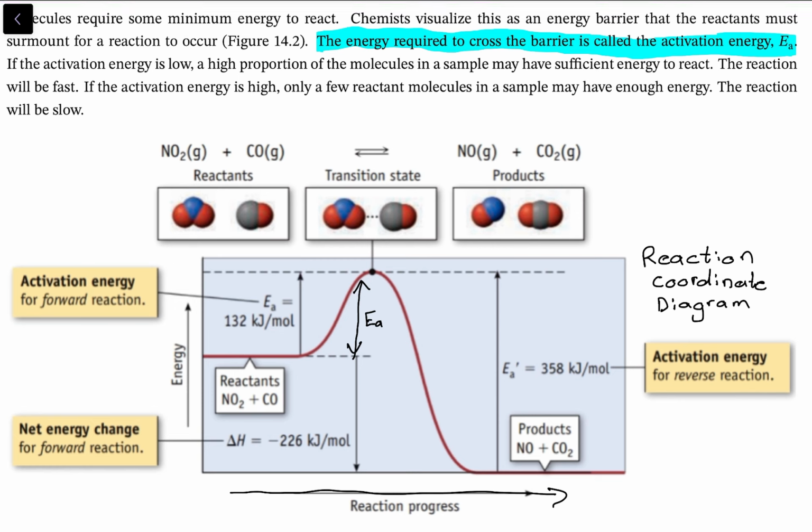for it then to form the products. All right, so if you look at this reaction in the forward direction, you notice that the NO2 and the CO need to collide in a way that this molecule is orientated. The NO2 has an oxygen orientated with a carbon.